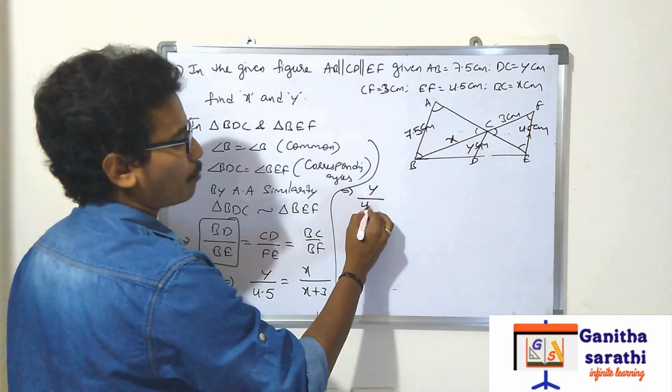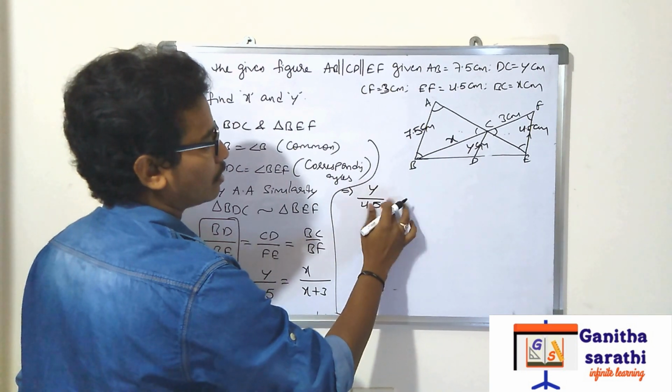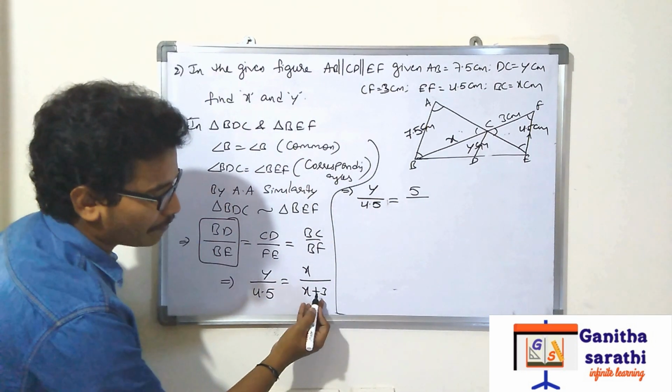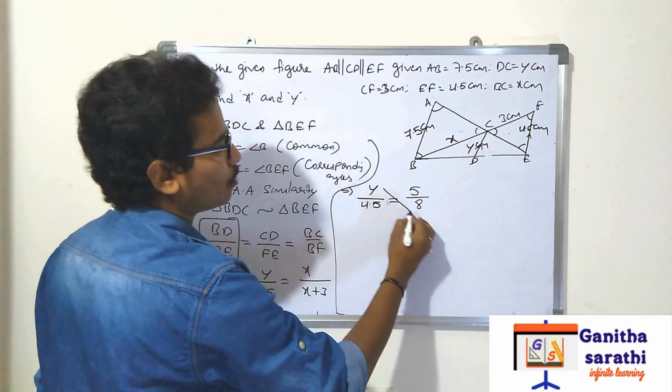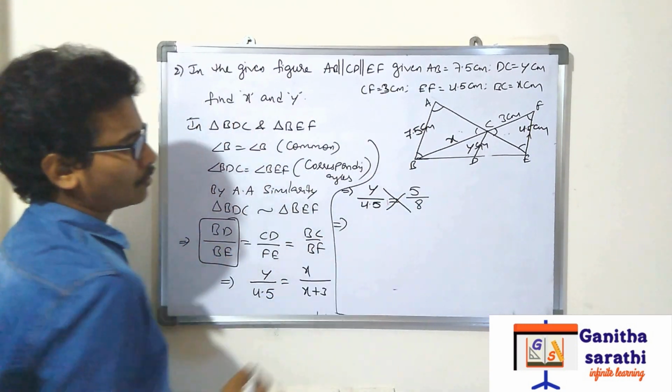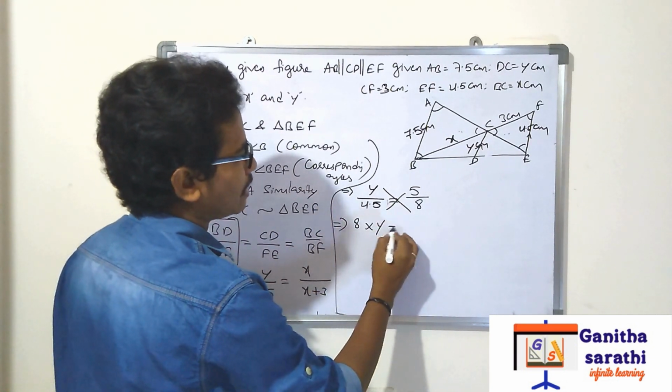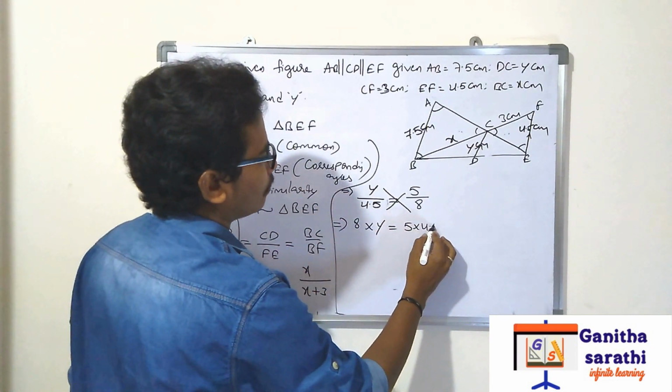y by 4.5 is equal to, x value is 5, so 5 plus 3. 5 plus 3 means what? 8. So do again cross multiplication. So what will you get? 8 into y is equal to 5 into 4.5.